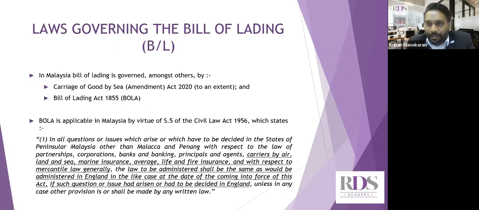So how then did this UK legislation end up here in Malaysia? Well, BOLA is applicable in Malaysia by virtue of Section 5(1) of the Civil Law Act 1956. And Section 5(1) says as follows: in all questions which arise or which have to be decided in the states of Peninsula Malaysia other than Malacca and Penang, with respect to the law of partnership, corporations, banks and banking, principals and agents, carriers by air, land and sea, marine insurance, average, life and fire insurance, and with respect to mercantile law generally, the law to be administered shall be the same as would be administered in England in the like case at the date of coming into force of this Act.